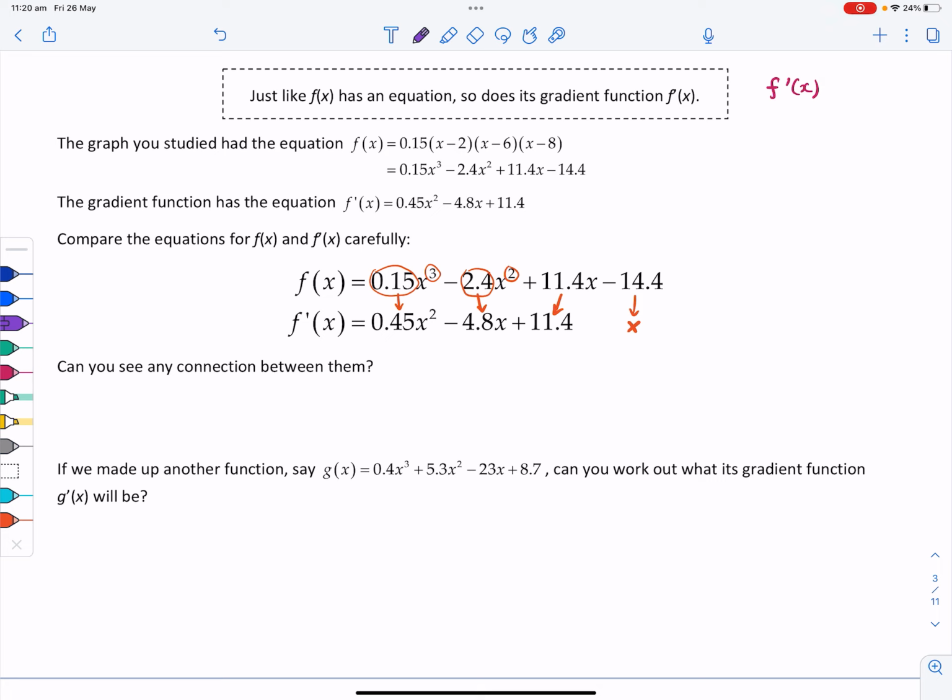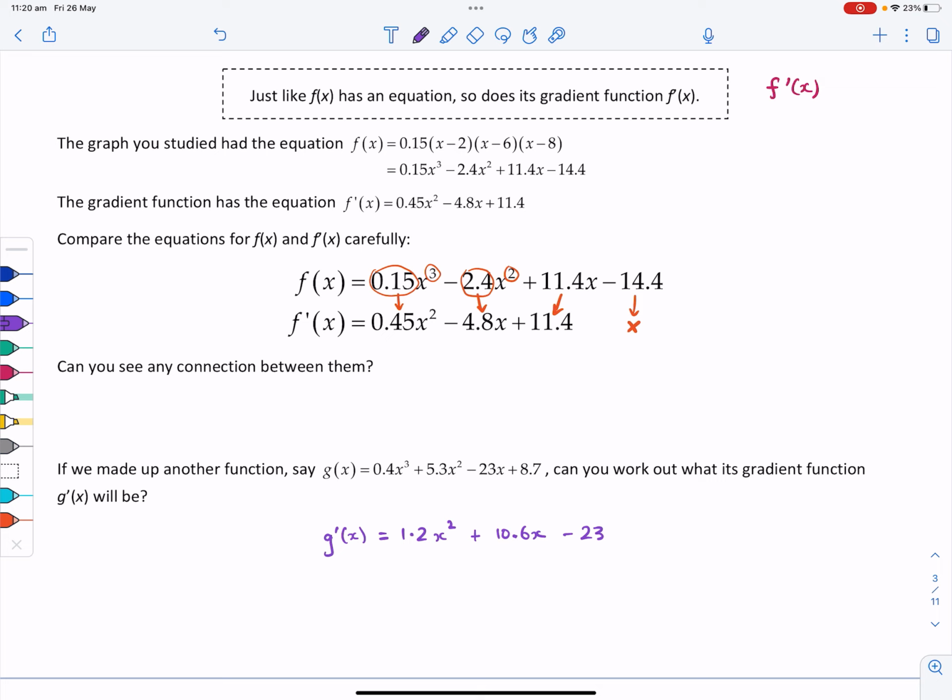If we make up another function, say g of x equals 0.4 x cubed, etc., can you work out what the gradient function g dash x will be? So you can pause and do it. Here we go. G dash x. So multiply the 0.4 by 3, I get 1.2, and I drop the degree, x squared. I multiply 5.3 by 2, so that's 10.6x, and then minus 23. Right? And the 8.7 has no impact.